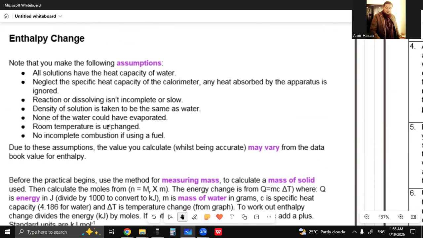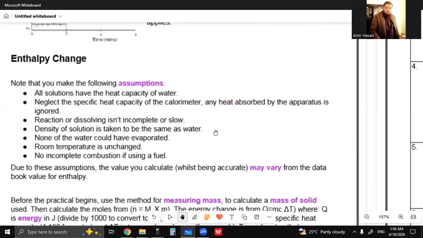None of the water could have evaporated. Room temperature is unchanged and there is no incomplete combustion. These are some of the assumptions we make for the enthalpy change.